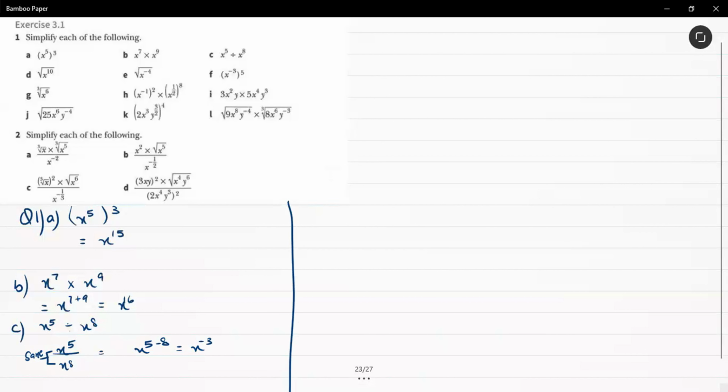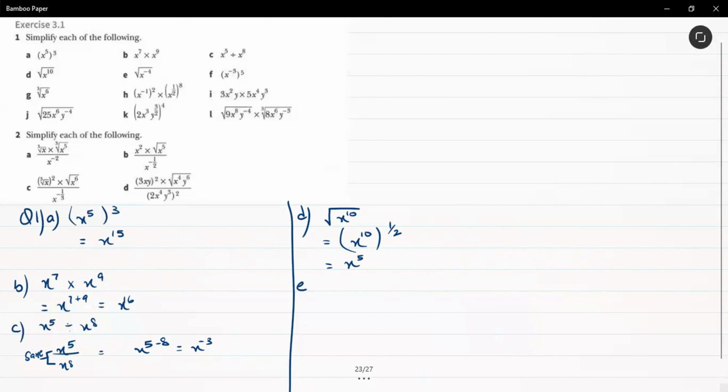Going further, for part D, we have under root x to the power 10. So again, you do have to use your brain here. This may be confusing, but it is not at all. So it's an under root. That means that it has been applied the power 1 over 2. So we are going to say x to the power 10, which is further raised to the power 1 over 2, in brackets. So what we are going to do is simply multiply them. So we are going to get x to the power 5.